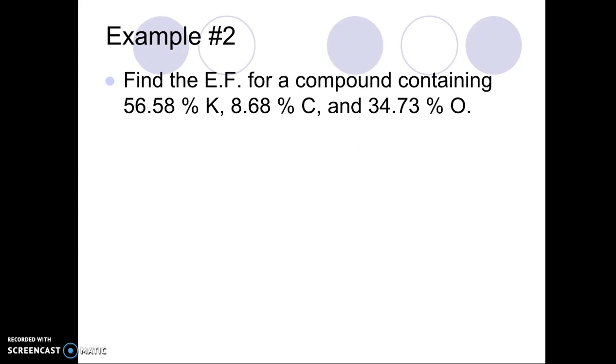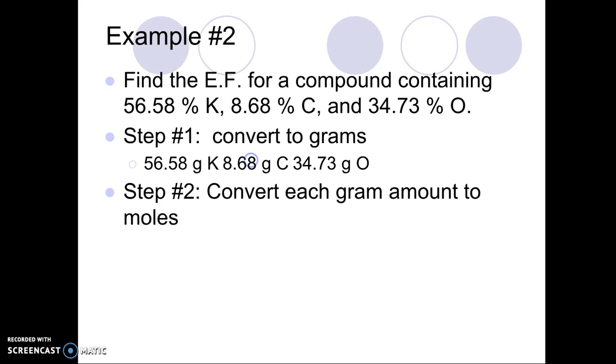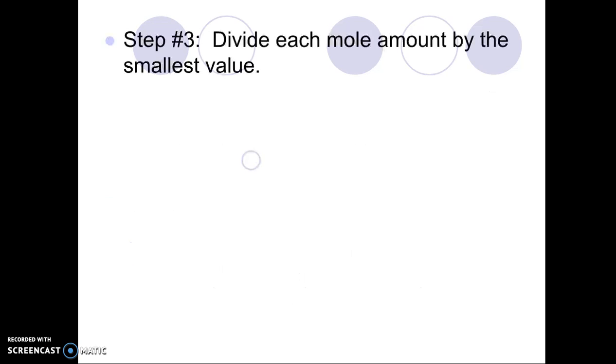Example number 2. I'm going to do the same thing, but this one has 3 elements with it. So I want you guys to try this one. The steps are outlined there for you. Convert them all to grams, then convert to moles. I have outlined all the steps. Divide by the smallest.